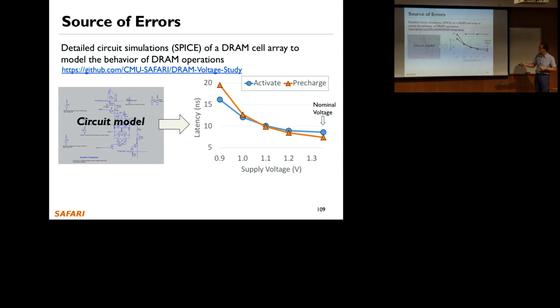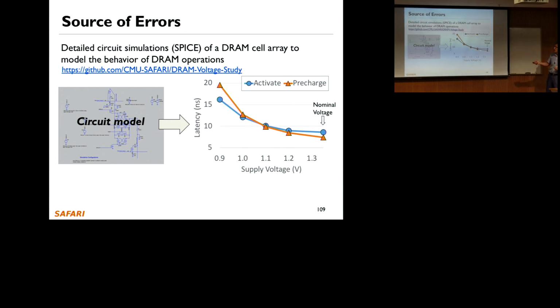As you reduce the voltage, the reliable operation latency is expected to go up. This is the latency required for you to use for activation and pre-charge such that you don't get errors based on our circuit model. Which means that if you're operating at low voltage, you need to wait longer such that you don't get errors. And this is also obvious, hopefully, right? That makes sense.